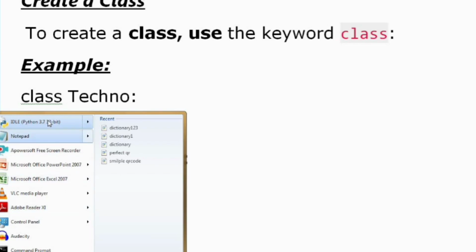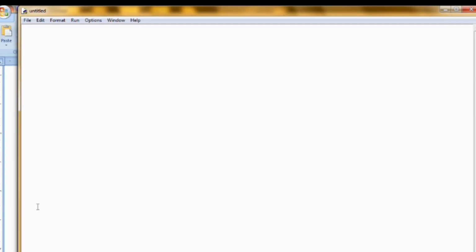First I am opening the Python shell. Now let's create a class. For creating a class I need to use the keyword class. After specifying the class keyword I have to specify the name. Let the name be Techno. After specifying it I have to specify the colon, and now I am going to define this class. For that I am assigning a variable, so now I have assigned x is equal to 10.